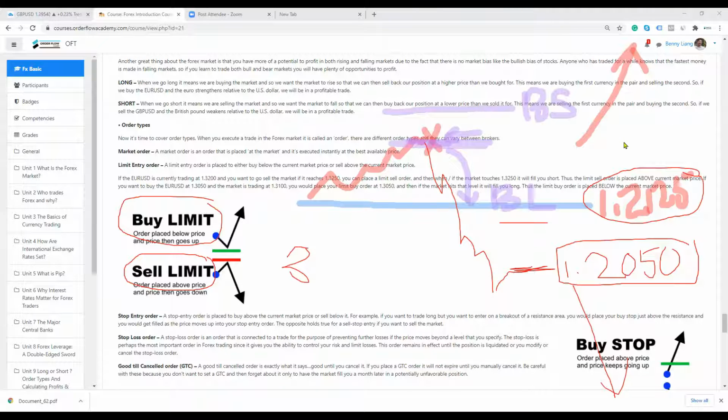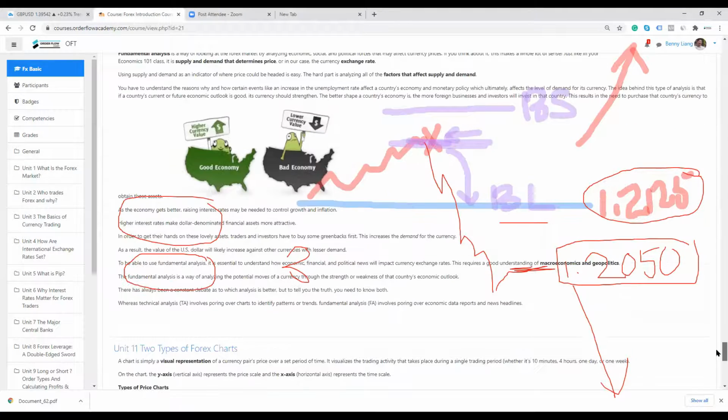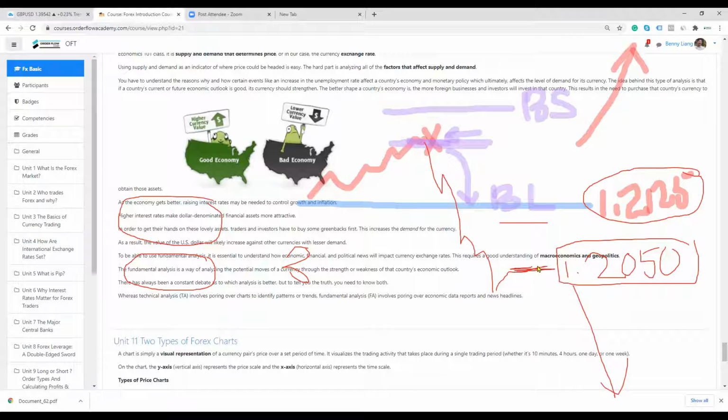So if you go back to my example here, the current price is 1.2150, and you say, well, I want to sell higher, which is my price, 1.2125. Sorry, not 2125. Yeah, 1.2125. So what order should you put in? Sell limit. So long as price does not come to this price, your order will not be triggered. Okay?